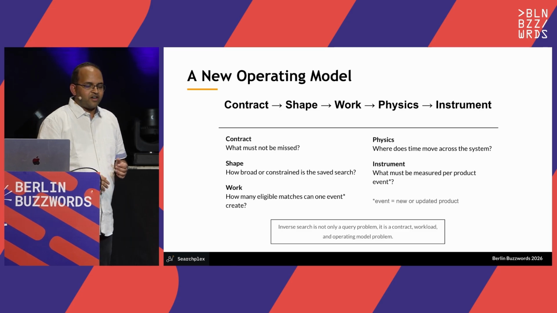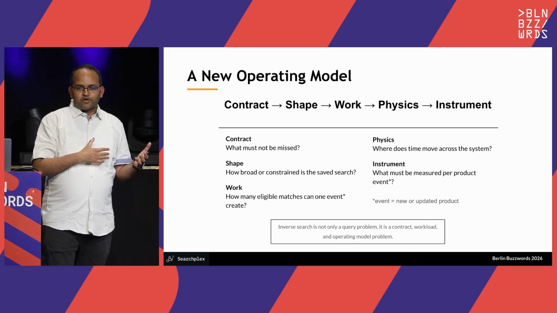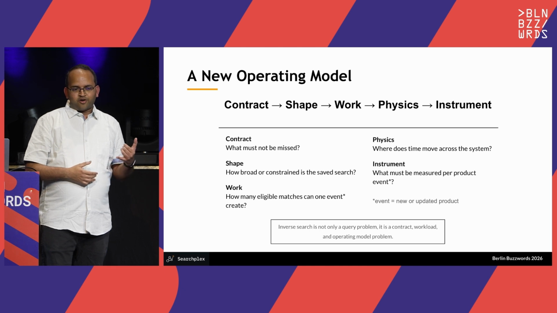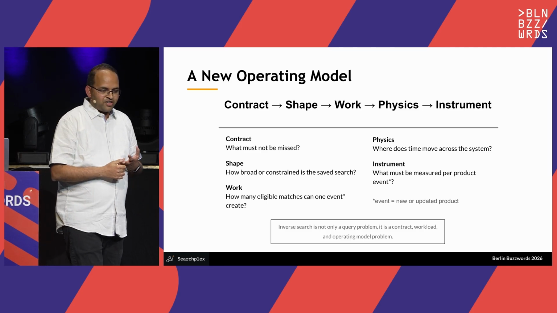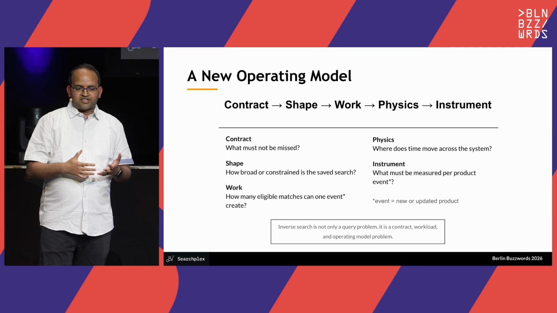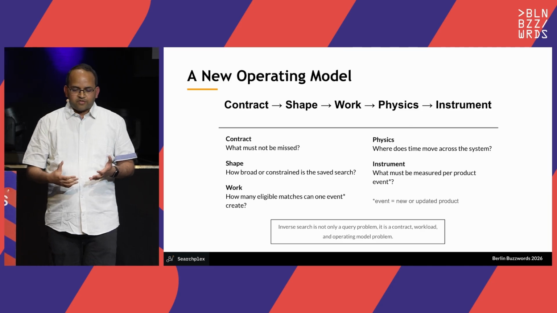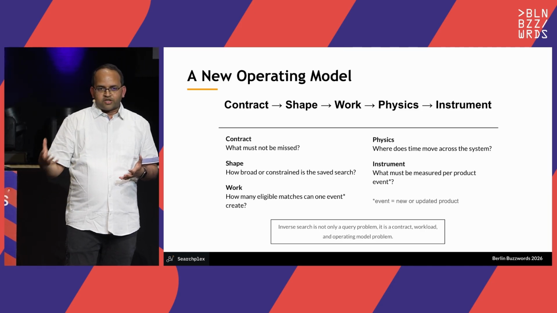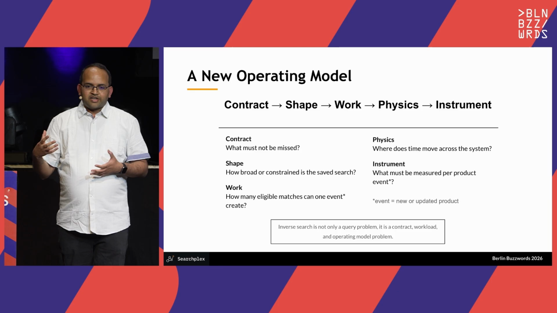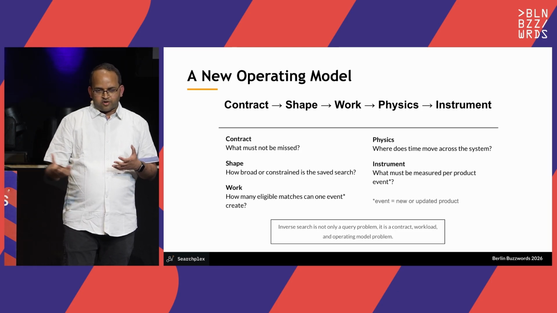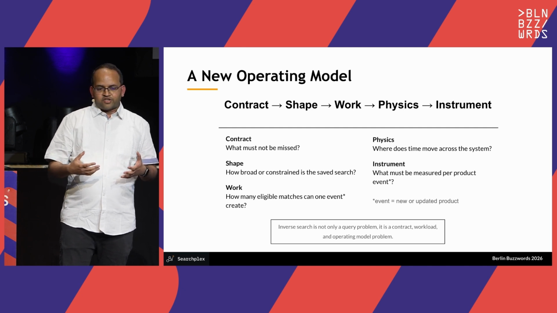So in the end, how can we think of an inverse search solution? This is a new operating model. If you have always built a forward search solution, always pay attention on the contract. What's the contract? Is it top K? In this case, it's a fetch all. What is the shape? How broad or constrained the saved searches are? What is the workload pressure? Because the more cardinality is going to have more work for your system. In the end, the physics of it, like how much latency it is taking to move the payload across different layers. And to do all that kind of understanding, you need to have good instrumentation.